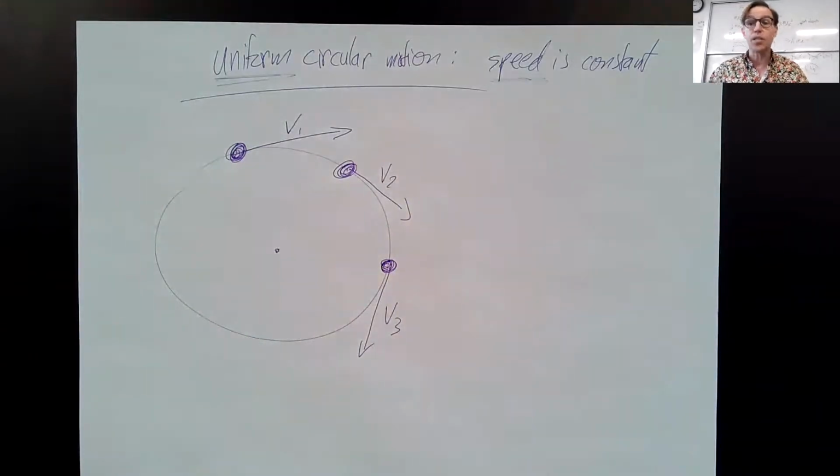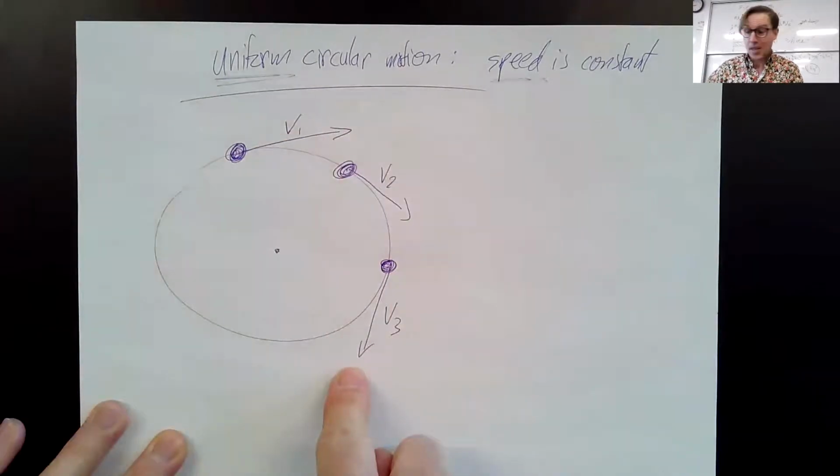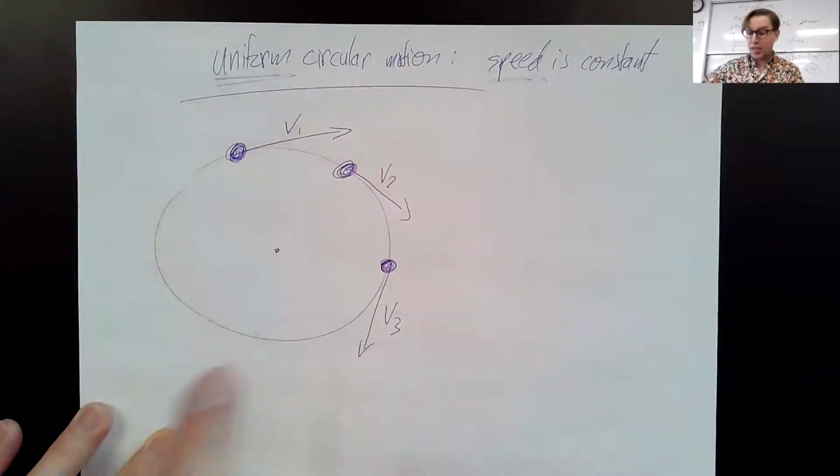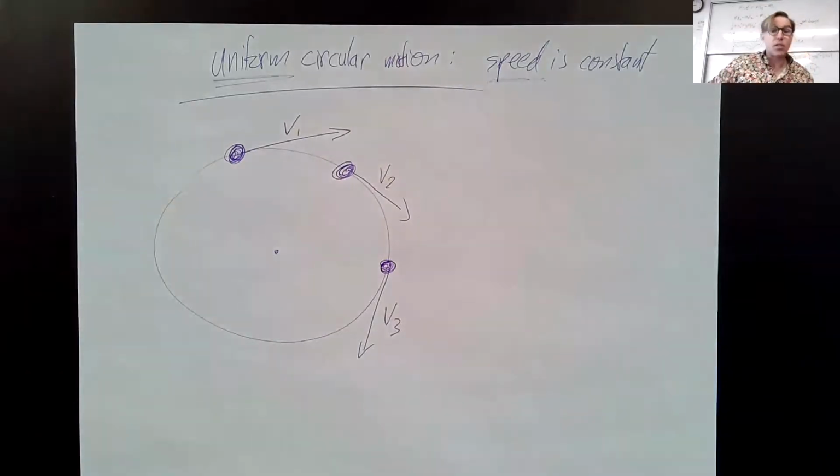But if all of these velocity vectors are the same length, that means the speed is constant. Is the velocity constant? No, because velocity is a vector and it includes both speed and direction. So if these all have the same length, is the speed constant? Yes, but they don't all have the same direction. I'm going this direction, and then this direction, and then this direction. So the velocity is not constant.